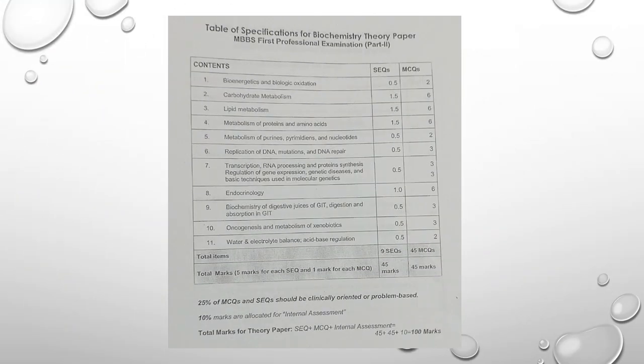Well, this is the snippet of the table of specifications where you can see the weightage of SEQs and MCQs for this topic. Now you can spot here this topic at number 9, which is biochemistry of digestive juices of GIT, digestion and absorption in GIT. Now the weightage of SEQs for this topic is 0.5, which means 2.5 marks. And then the weightage of MCQs for this topic is 3, which means 3 MCQs each carrying 1 mark.